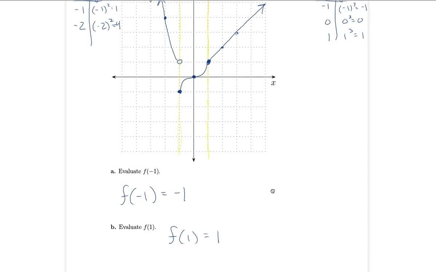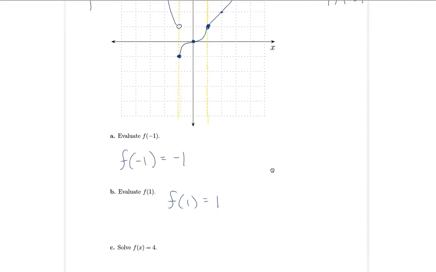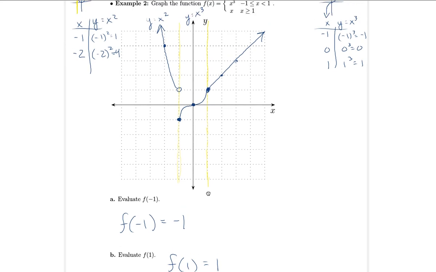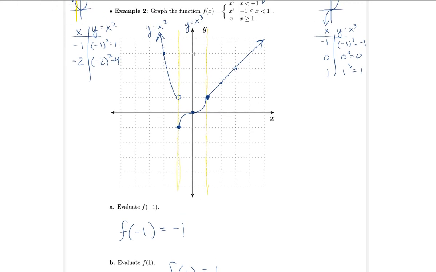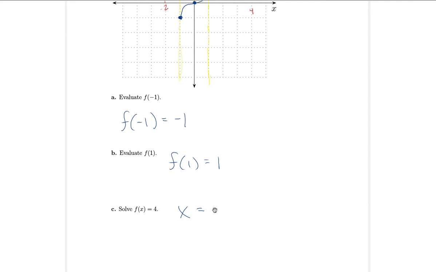And then one more down here, it asks us to solve f of x equals 4. Okay, so remember that's asking us what are the x values when y is equal to 4. Let's go back up here. All right, so we just find 4 on the y value, and you can see that x can be negative 2, but going over here, x can also be 4. So I give solutions of x equals negative 2 and x equals 4.